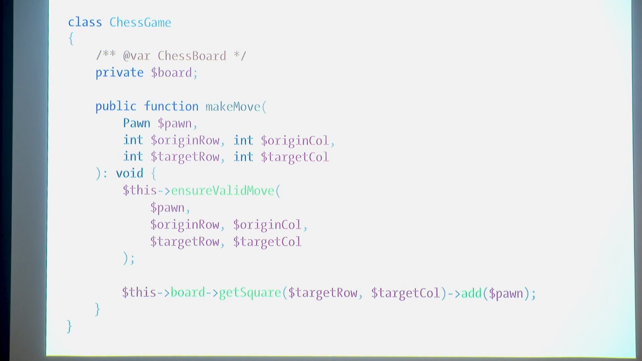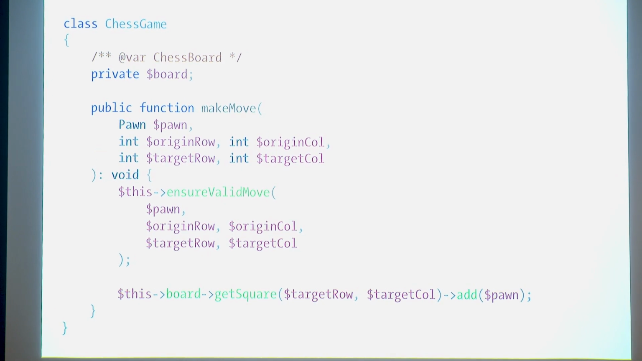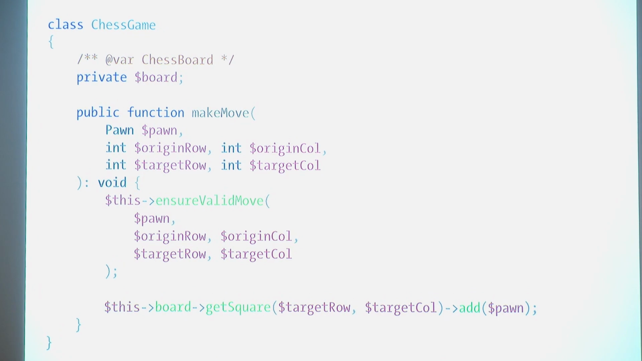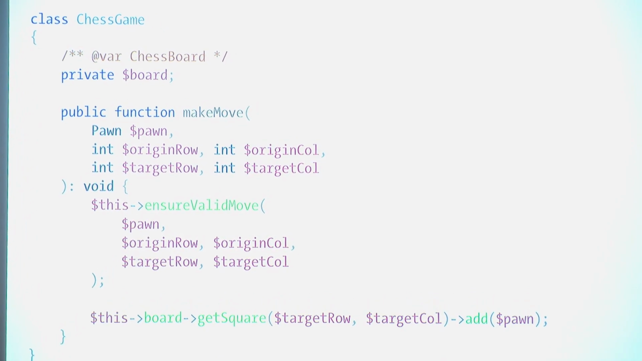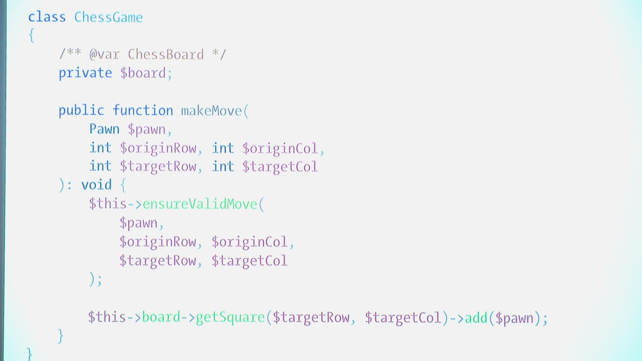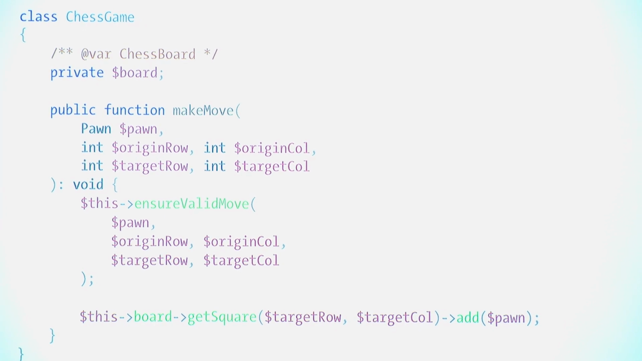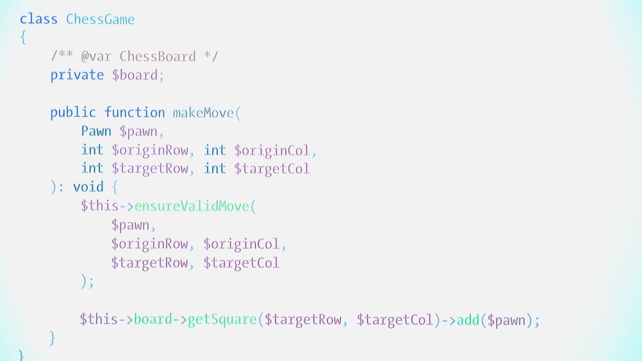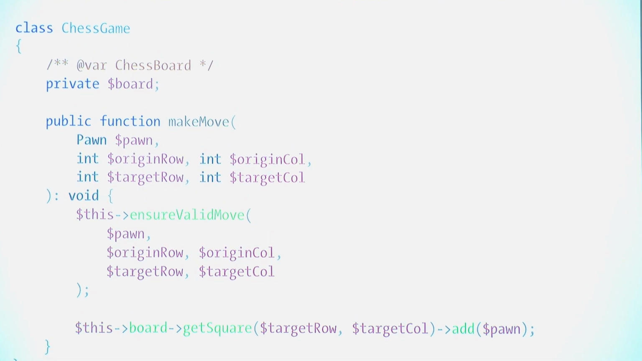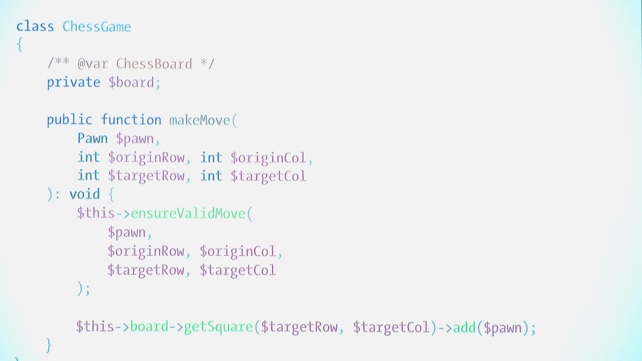Again, I have my chess game object. And as you can see, we have a chessboard dependency. At some point, I want to make a move on the chessboard. So this method, make move, takes a pawn, and we are giving the coordinates of the pawn, and then we want to move to the next one. First of all, we have to ensure that it's a valid move for this pawn. This method will basically throw an exception if it's not a valid move. Otherwise, we can perform the move.